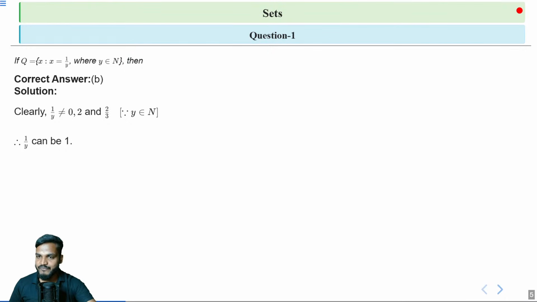But 1 by y can be 1 because there is a natural number 1. So if you write 1 by 1, that is equal to 1. So x equal to 1 is an element that satisfies the property x is equal to 1 by y, where y is a natural number. We can take y as 1, and 1 is a natural number. So we get 1. So 1 belongs to this set Q. So the correct option is option B. That is, 1 is the element that belongs to this set and satisfies the property for that set.